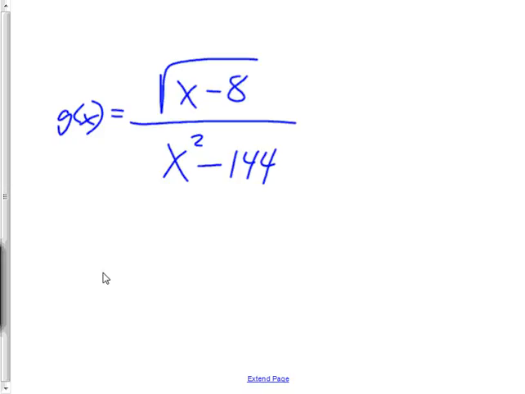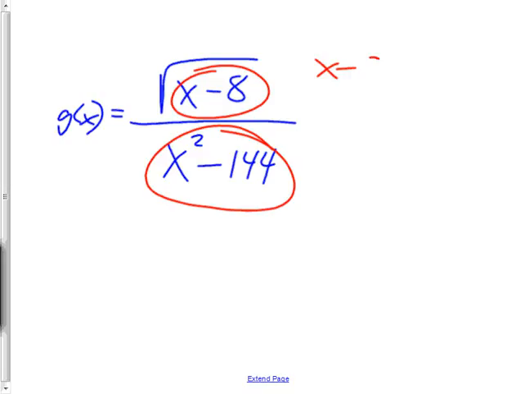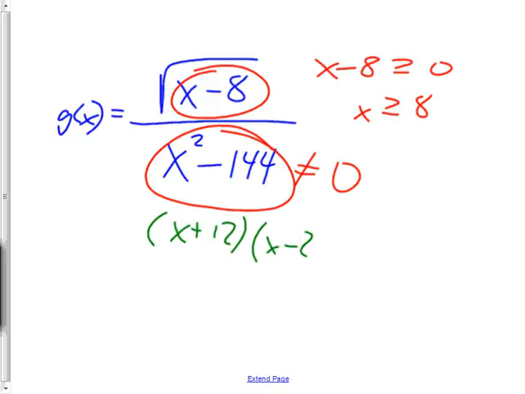Okay, you should have right away snapped into a mode of that can't be 0, and that's greater than or equal to 0. So x minus 8 greater than or equal to 0. Solve it. Add 8, x greater than or equal to 8. And then this part, not equal to 0. If you can factor it, you should. So I factor this, x plus 12, x minus 12, and it's not supposed to equal 0. So what are the two things that would make it equal 0? 12 and negative 12. So x cannot be 12, and x cannot be negative 12.